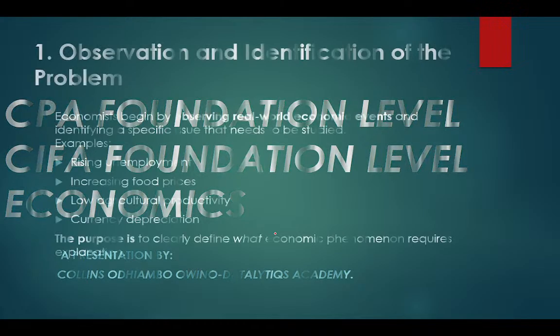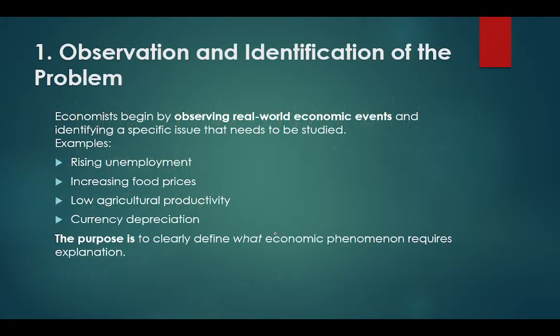So next, I set out to start answering the question. The first one is observation and identification of the problem. Scientifically, these are the general steps that any find-out mission has to go through. First, you observe and then identify the problem. So economists begin by observing real world economic events and identifying a specific issue that needs to be studied. For example, it may be rising unemployment.